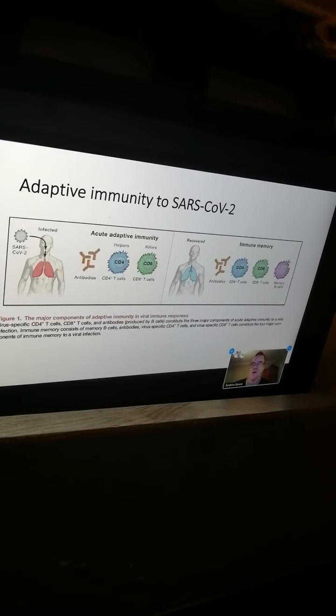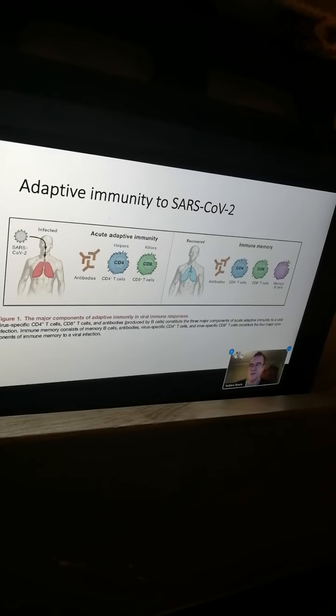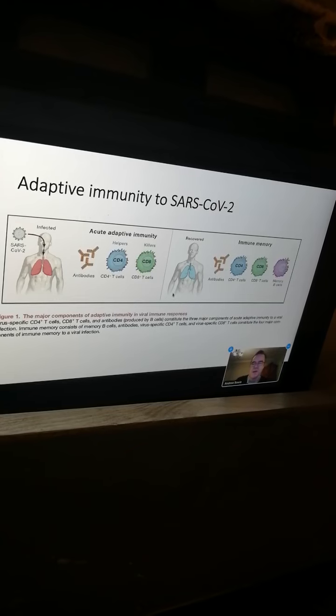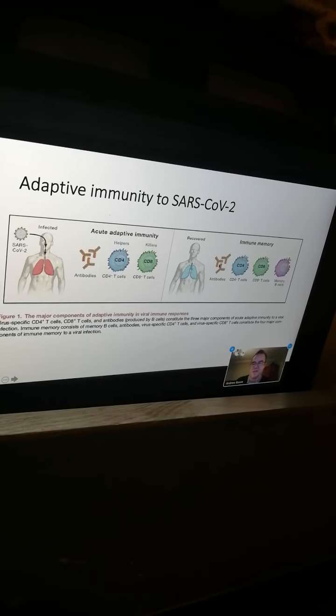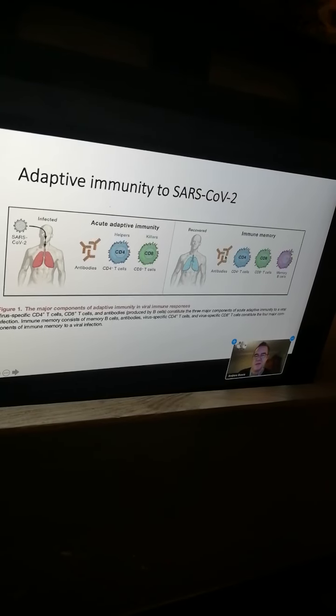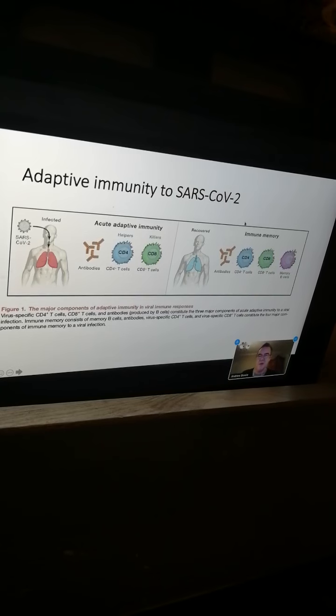And this will happen a couple of days after you get infected. And if that's a very successful immune response, that might clear the virus. And then when you recover, you have these antibodies still in your system, because these have been left over. These have now been made by cells, and you have your T cells, but also you have B cells as well, which are memory B cells.